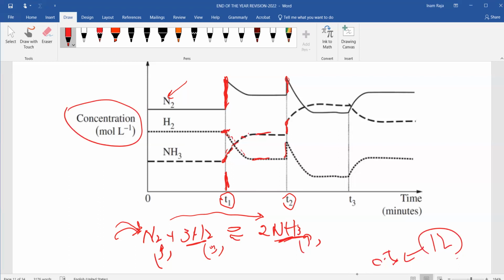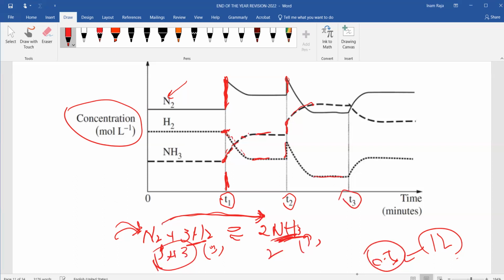Now, if the volume was decreased and pressure was increased, the reaction should be going that side. Why? Because there are more particles here, 3 plus 1, 4, and 2 here. It always goes from that to that side, which means that NH3 should be increasing. And you see NH3 is increasing and N2 and 3H2 are decreasing. And then again, there is equilibrium.